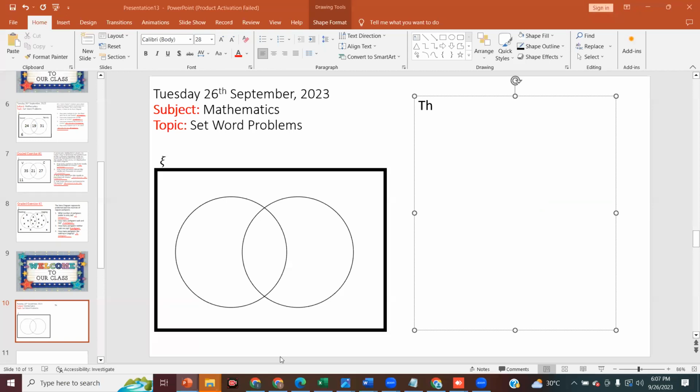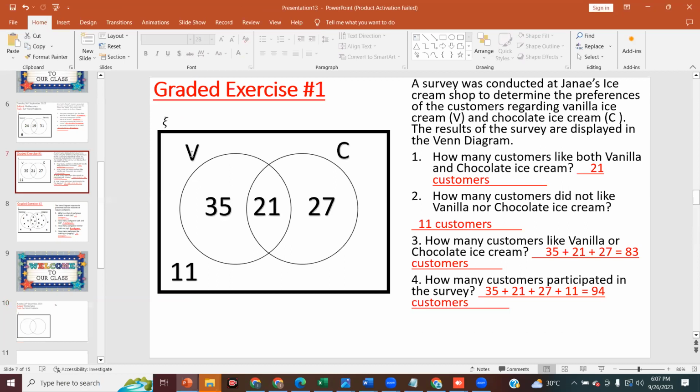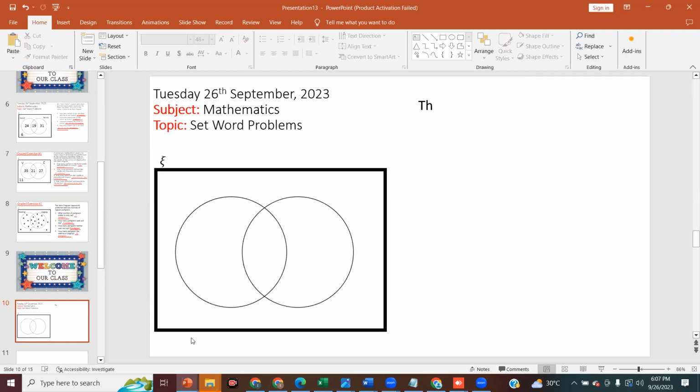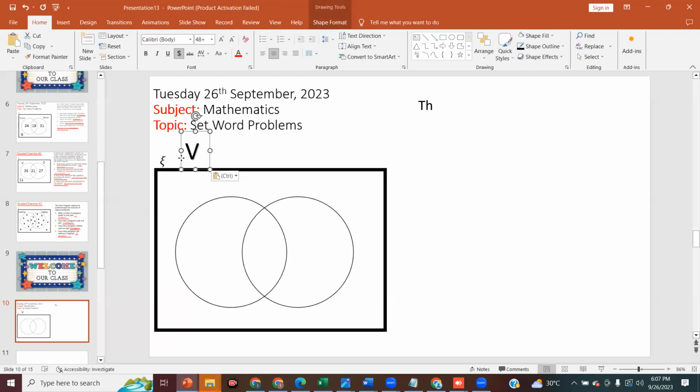So let's say that for this one, it's a word problem. We're going to use letters here to label our sets. So let's call this one C. What do you think the C stands for? It's a word problem, so it could be anything. And then we have F. We're talking about two things, one with C, one with F.